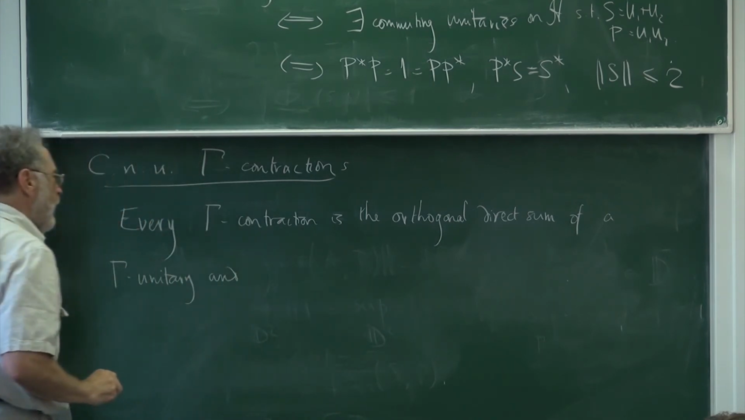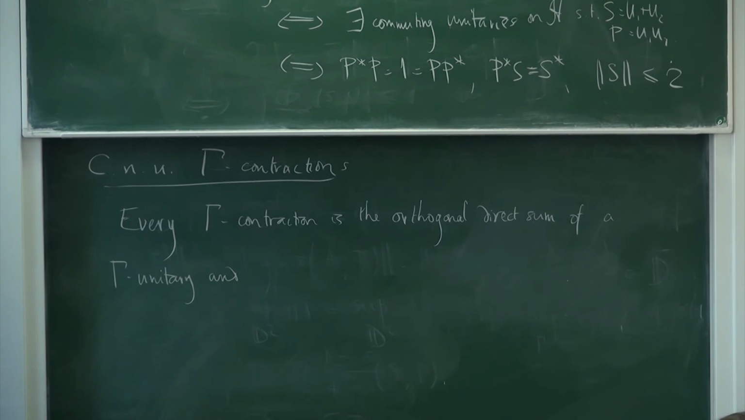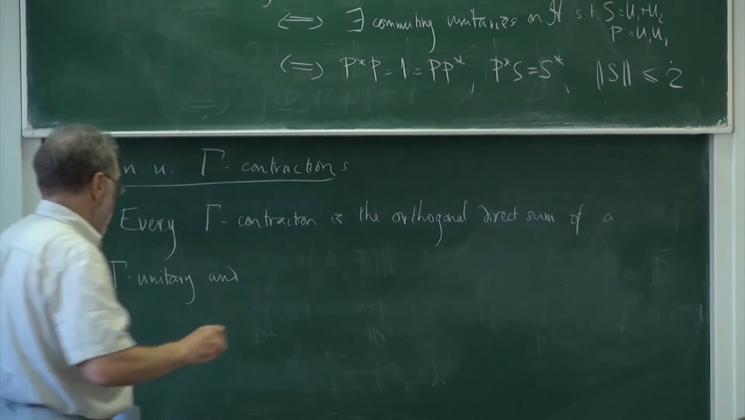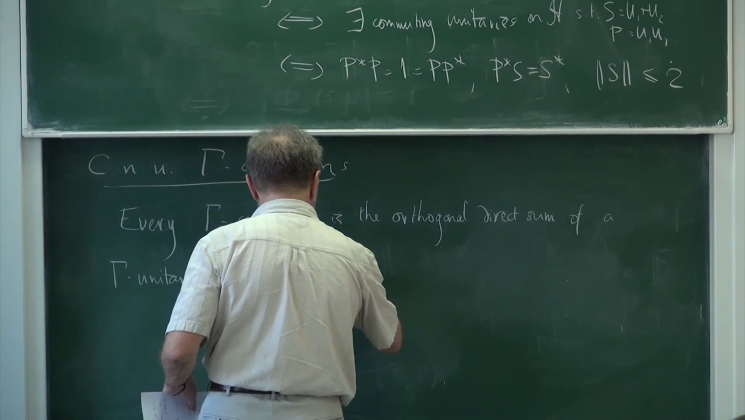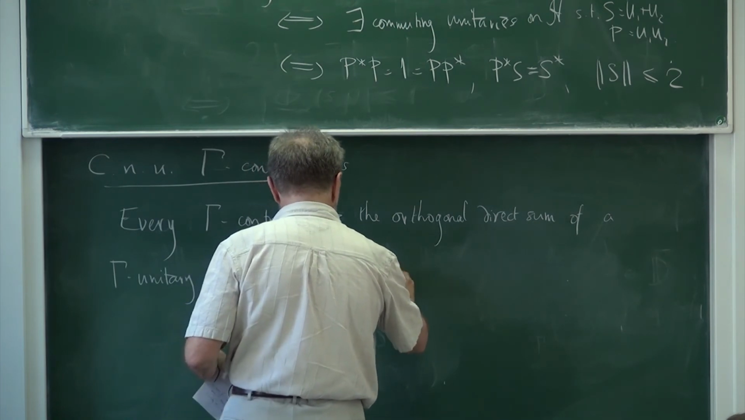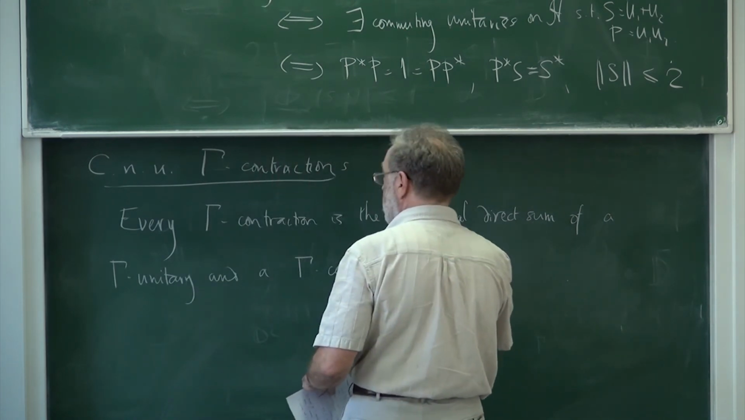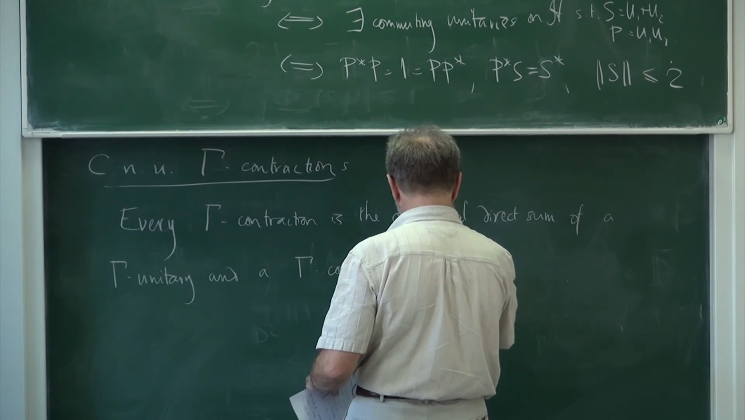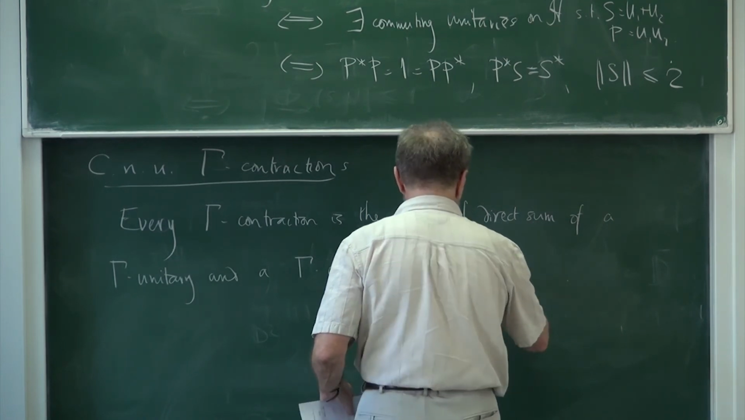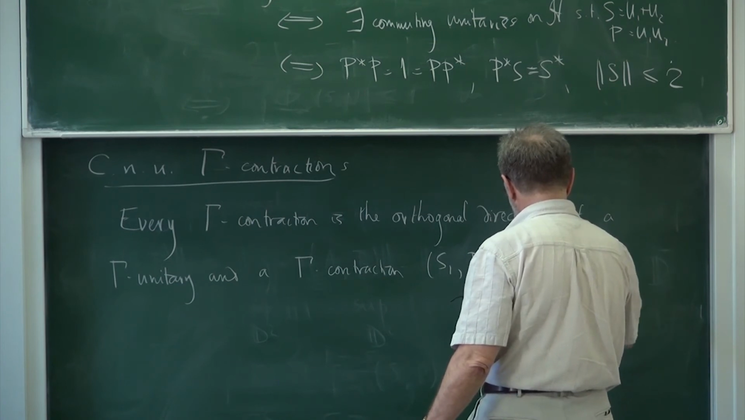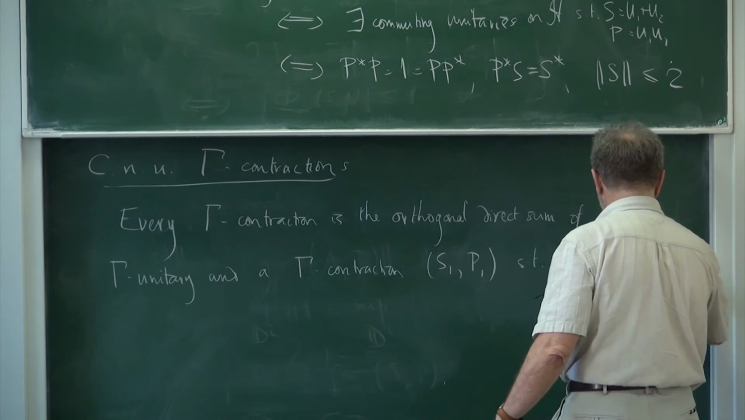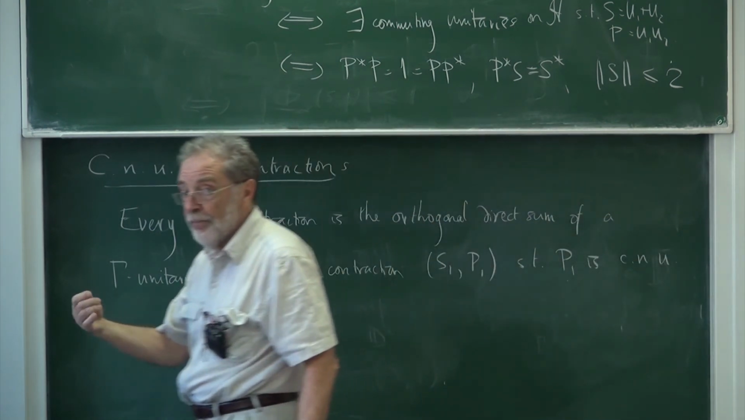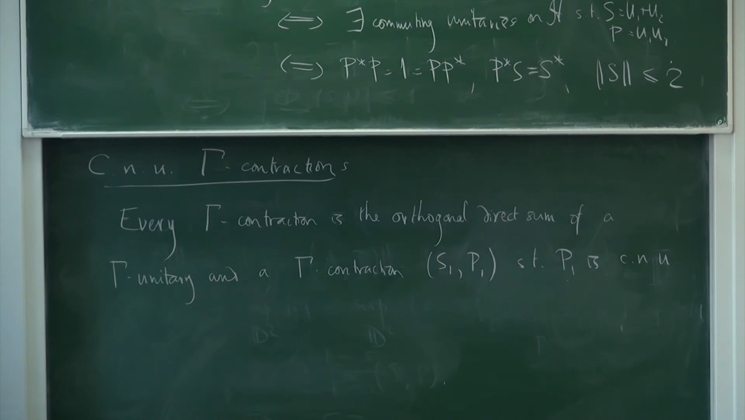and, now, what's the analog of a completely non-unitary contraction? Well, it's a gamma contraction, let me call it S1, P1, such that P1 is completely non-unitary in the earlier sense. So P is a contraction, and it just has to be completely non-unitary.